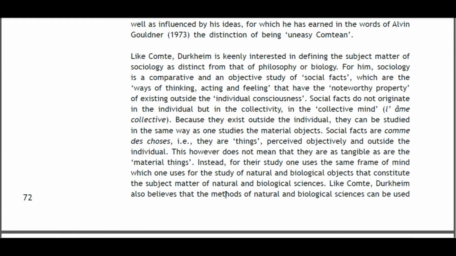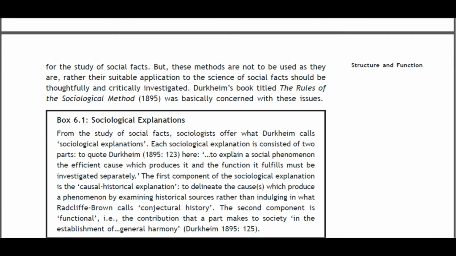Like Comte, Durkheim also believes that the methods of natural and biological sciences can be used for the study of social facts. But these methods are not to be used as they are; rather, their suitable application to the science of social facts should be thoughtfully and critically investigated. Durkheim's book, The Rules of the Sociological Method, 1895, was basically concerned with these issues.